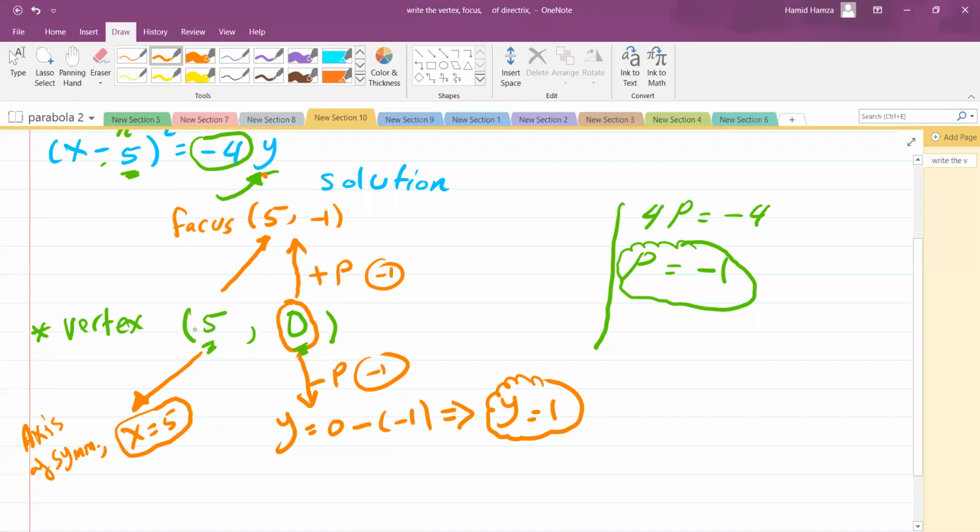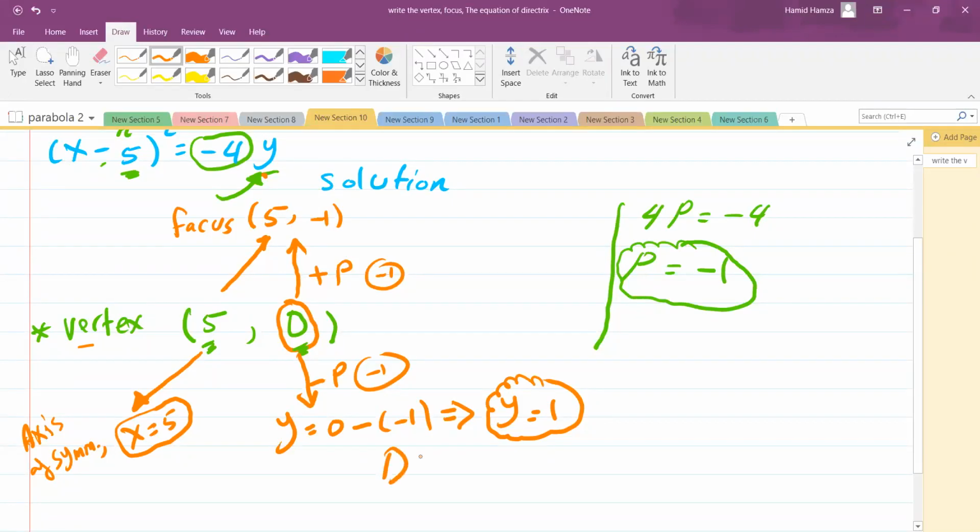Again, the first step, write the vertex by taking the number with x and y with different signs. Then find the value of b. Go back again to the vertex. Decide what part we will work on, the x part or the y part. It depends on the equation. Always we work with the part which has no power, which here is y. If you add the value of b, you get the focus. Subtract the value of b, and you will get the equation of the directrix.